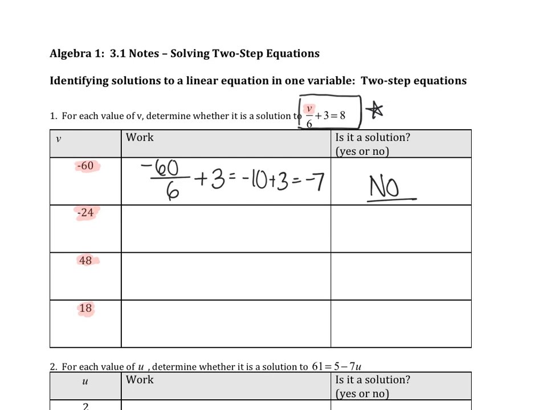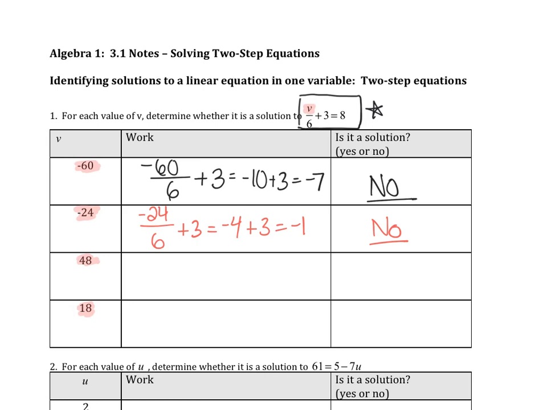Okay, let's try the next one. In the next one, we're plugging in the number negative 24 for V. So we have negative 24 divided by 6 plus 3. Following PEMDAS, we're going to do the division. Negative 24 divided by 6 is negative 4, plus 3 is negative 1. And is that equal to 8? No, it is not. This is not a solution.